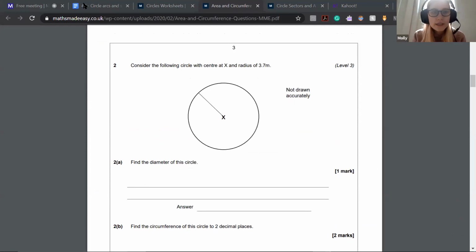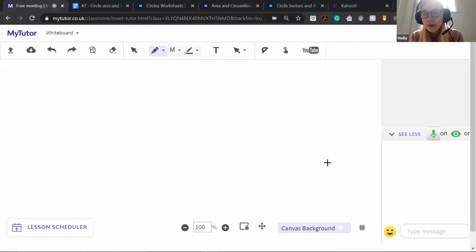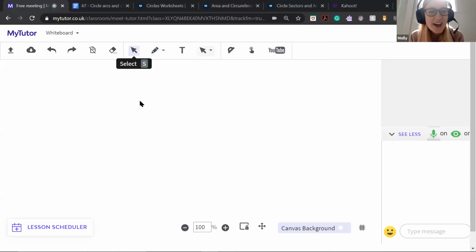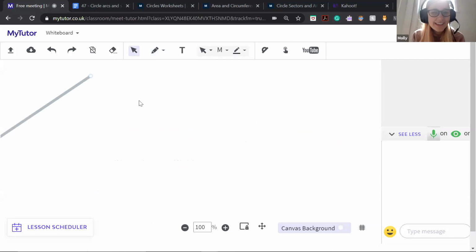We're going to find both the area and the circumference.